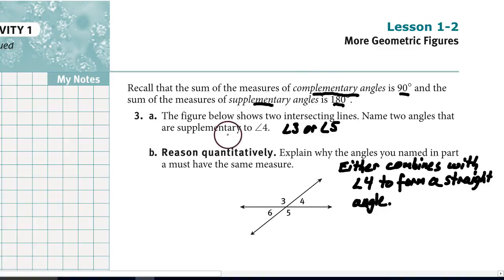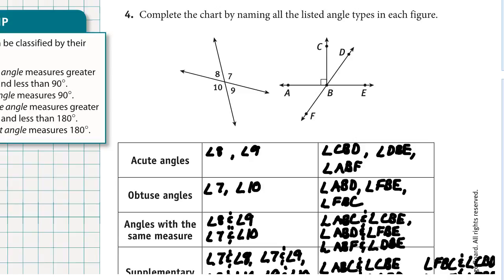Number 3A, the figure below shows 2 intersecting lines. Name 2 angles that are supplementary to angle 4. Here's angle 4. Angle 3 or angle 5 are supplementary to angle 4. Either combines with angle 4 to form a straight angle. Number 4, complete the chart by naming all the listed angle types in each figure.